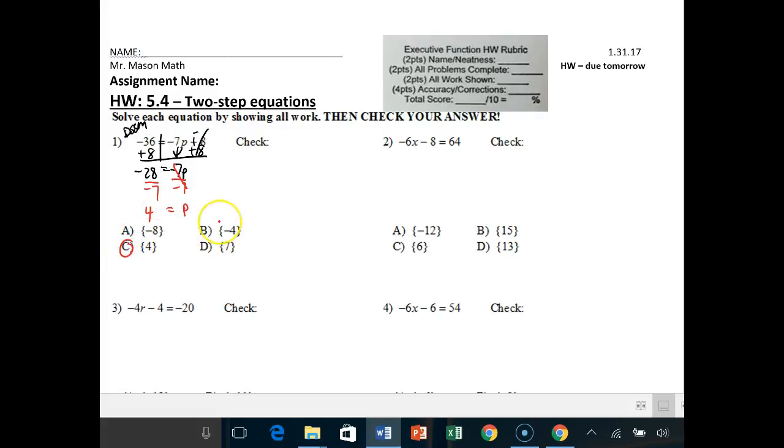Notice negative 4 is also an answer choice. So if you don't actually think about your integer rules, as this is an SSP, then you will get it wrong. Checking. First thing you're going to do is write the problem and plug in your answer.